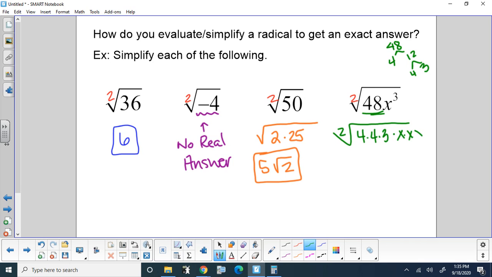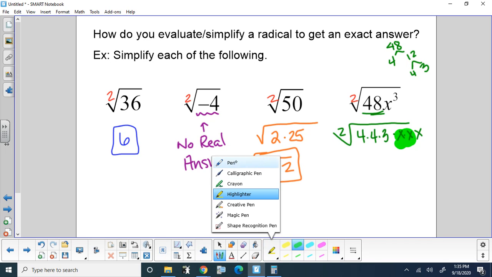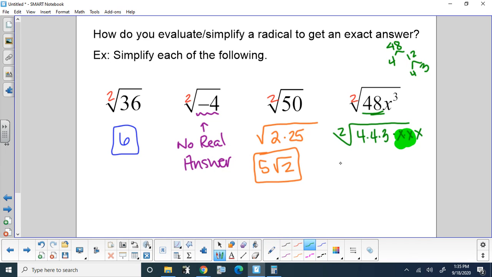And instead of writing x to the third, they may write it out as x times x times x. Now, when you have an index number, it tells you the size of your groupings if you're dealing with variables. So I would need an x squared or 2 x's in order to put that term outside of the radical. I also know that the square root of 4 is 2. So I'd have 2 times x, and the 3 and the x did not pair up.